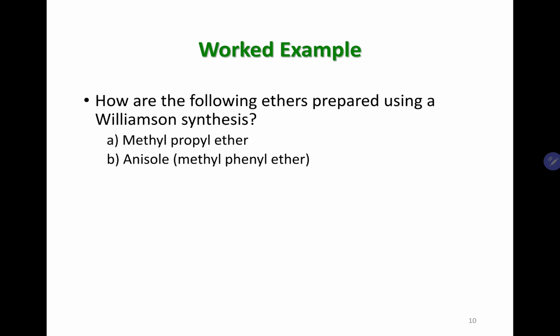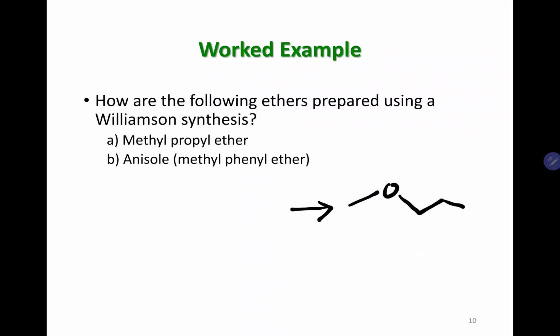Okay, so in the first example, what we have is methyl propyl ether. So what you want to synthesize is a methyl propyl ether. Okay, so you have 3 carbons on one side and only 1 carbon on the other side. Okay, so this is a methyl propyl ether. So to synthesize this, you have 2 choices.